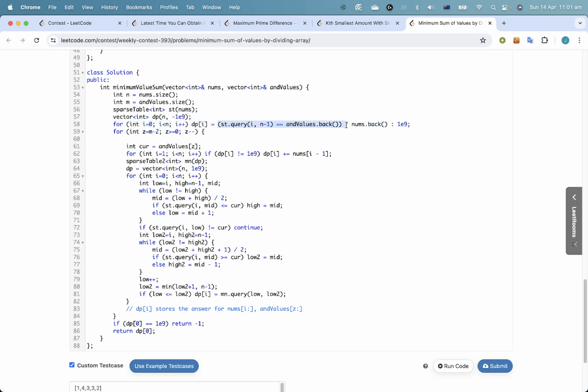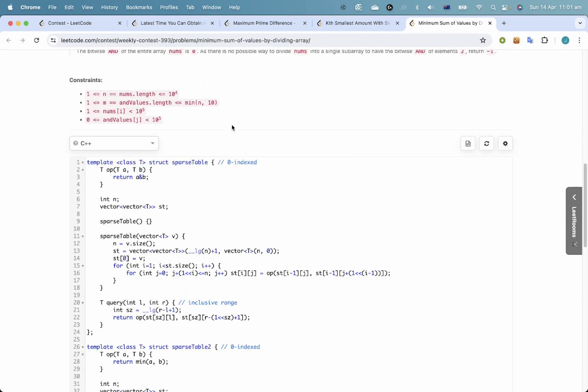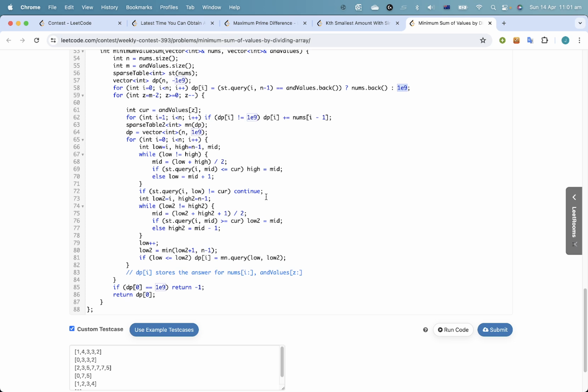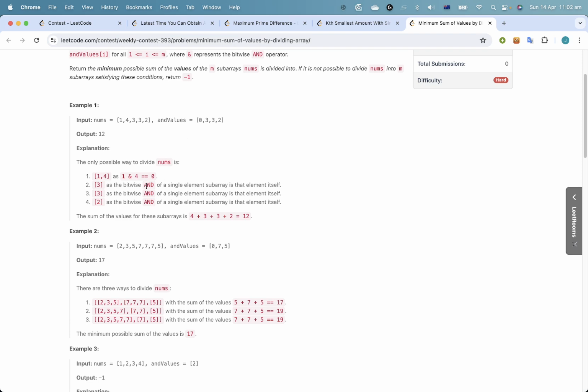If that suffix has the correct AND value, then the answer is just the last element, because that would be the value of the subarray. It has to end at the end. And otherwise, I'll say it's infinity, representing impossible. Now, low and low2 are essentially, if I loop, i is the leftmost endpoint here. I'm trying to find this DP[i]. And low2 is the range of possible endpoints of this first subarray with an AND equal to what I'm looking for.